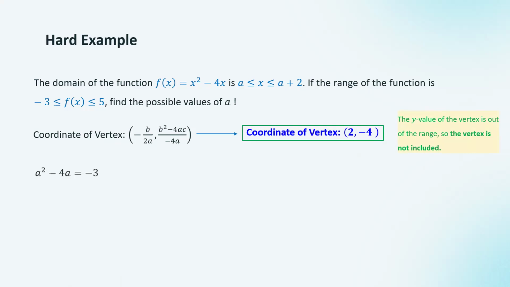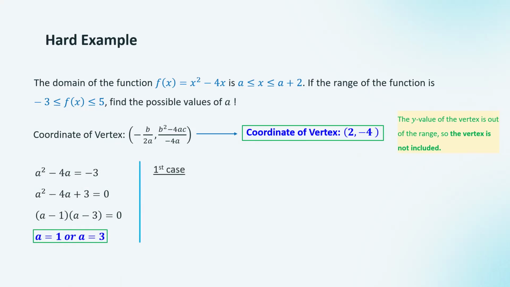Next step is to find the a. If we want to find the a, we just have to input the f of x value, which in this case is -3. I chose -3. And then we do the usual factorization, and we get that a is equal to 1 or a equals 3. So we have two different values, but we need to check which one is correct.